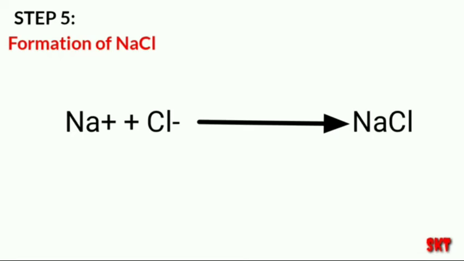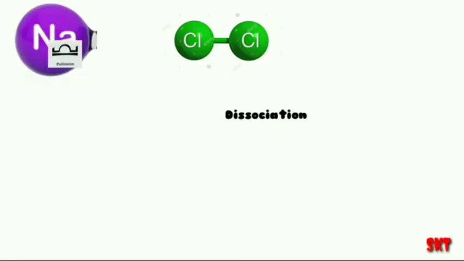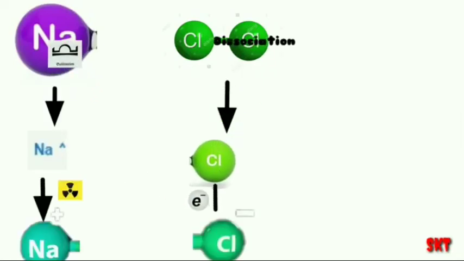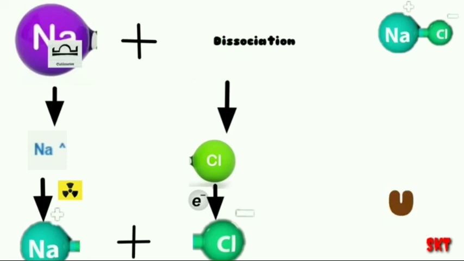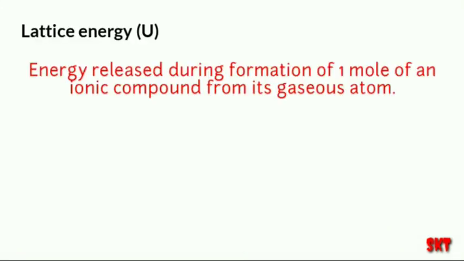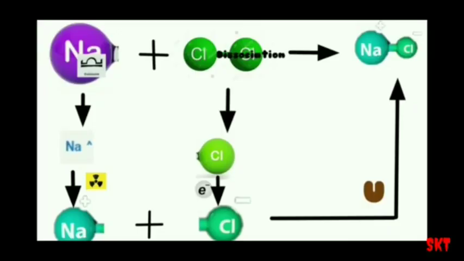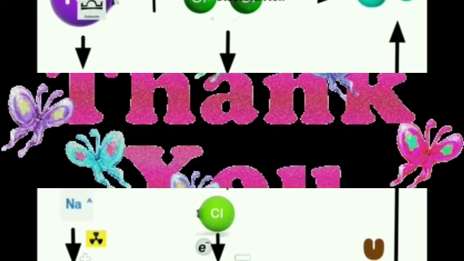These can also be depicted as this. And finally, we can calculate the lattice energy represented by U, that is the amount of energy released when 1 mole of sodium chloride is formed. So that is the significance of this Born-Haber cycle. So this was a simple way of explaining the Born-Haber cycle, taking NaCl as an example.